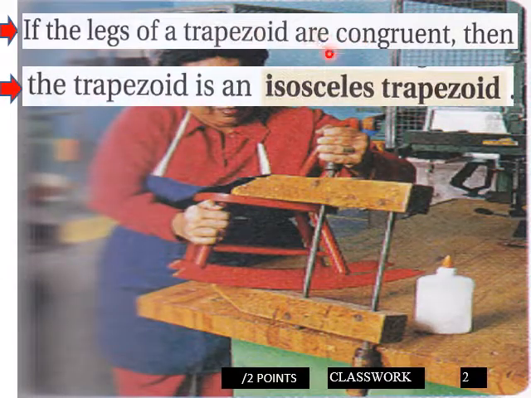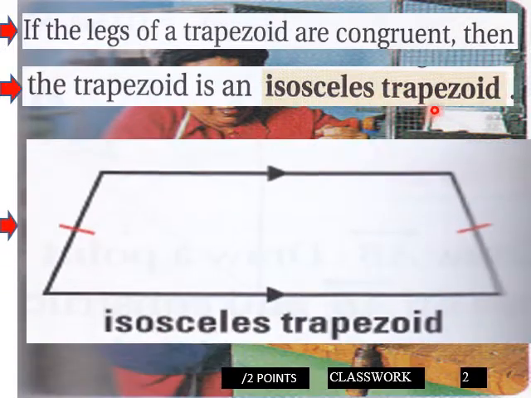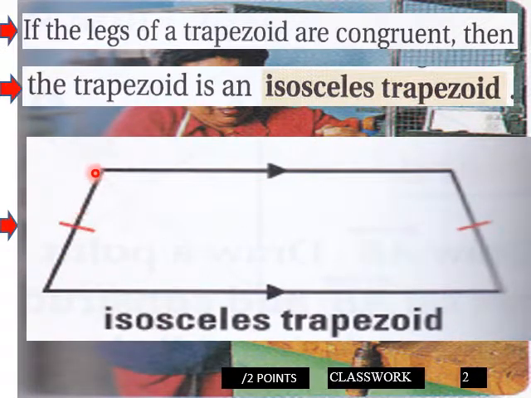If the legs of the trapezoid are congruent, then the trapezoid is an isosceles trapezoid. So isosceles, your legs are equal. That's an isosceles. Here's your bases here.